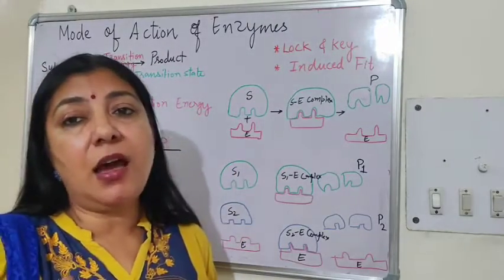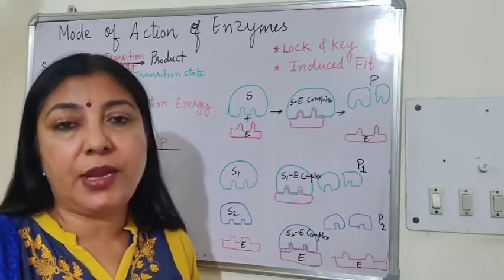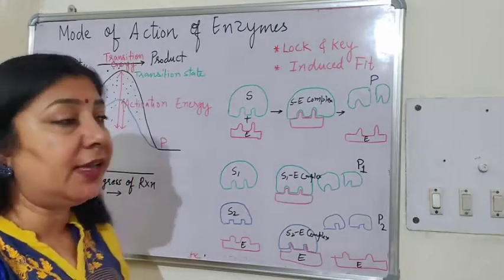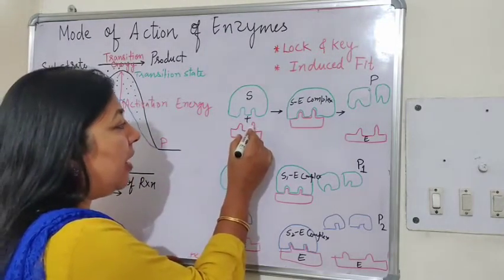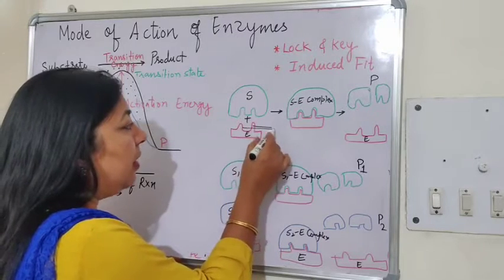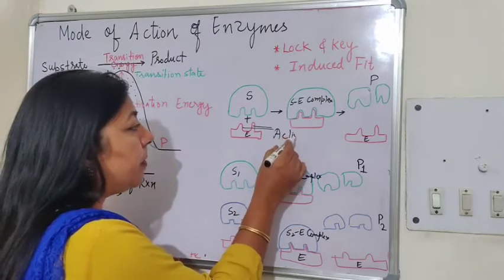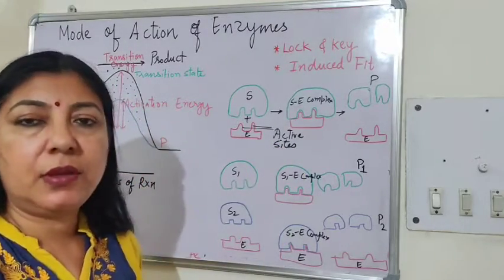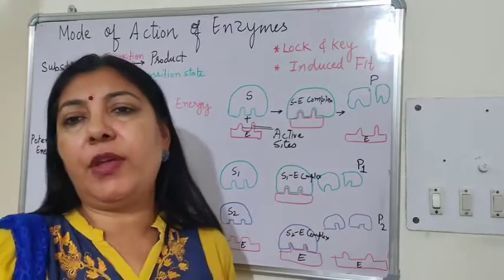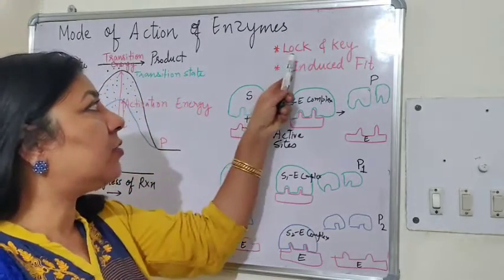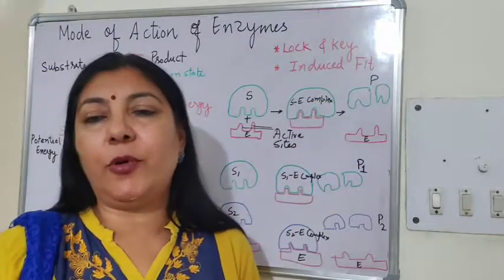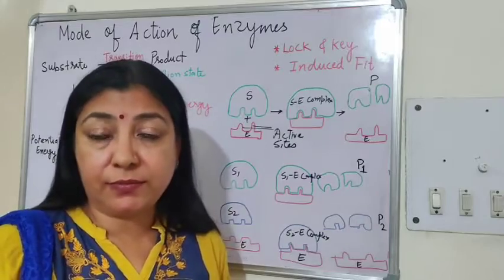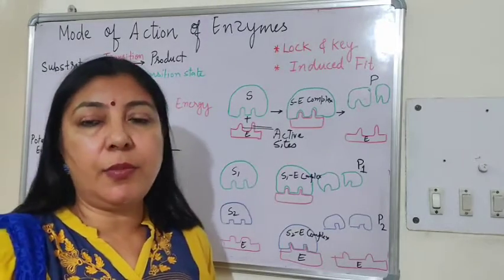See, enzymes are nothing but tertiary proteins. They have certain pockets, and these pockets are called active sites. Suppose these two are the active sites. These active sites are specific to their substrate. So two mechanisms are very common. The first mechanism is called the lock and key hypothesis, which was given by Arrhenius.